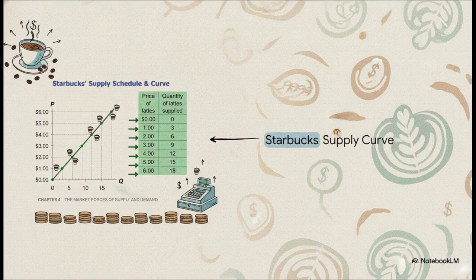And when we take that exact data and map it onto a graph, every pair of numbers becomes a coordinate. Connect those dots, and boom, you've got this upward sloping supply curve. It's visual proof that at $3, they are more than happy to do the work and provide the product.